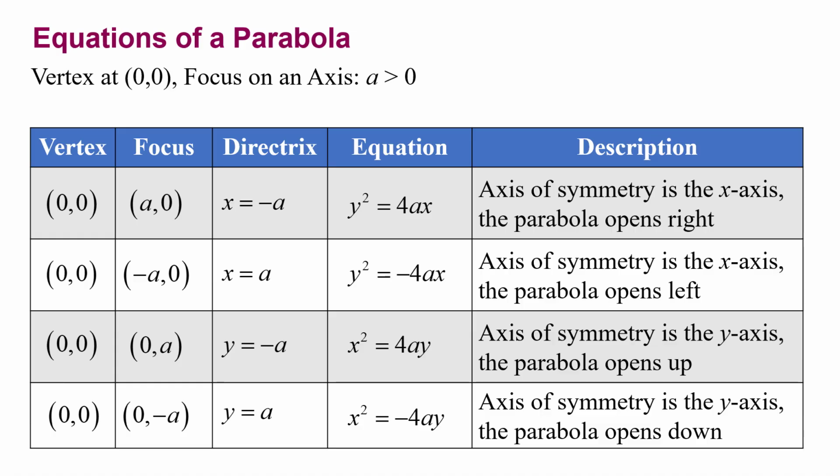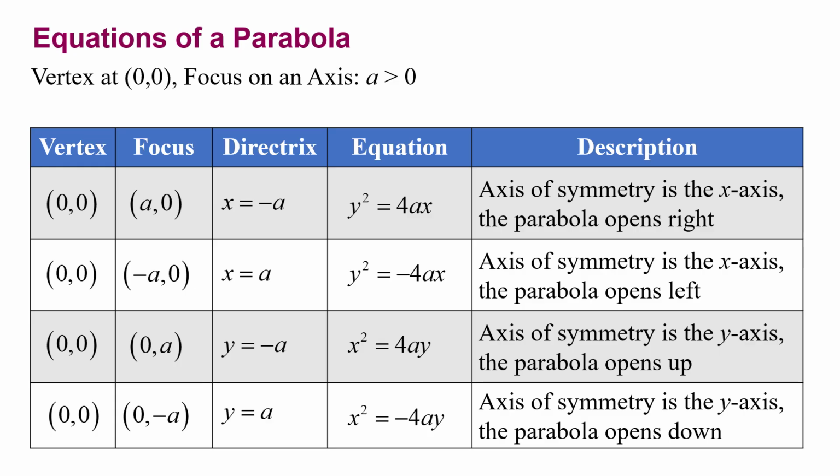Recall that we obtained the equation of the parabola after placing the focus on the positive x-axis. We could place the focus on the negative x-axis, the positive y-axis, or the negative y-axis, which would result in slightly different forms of the equation. Now, the 4 forms of the equation of the parabola with vertex at the origin and focus on a coordinate axis that is a distance a from the vertex, a being positive, are given in the following table. So let's take a moment to read these 4 descriptions and equations.